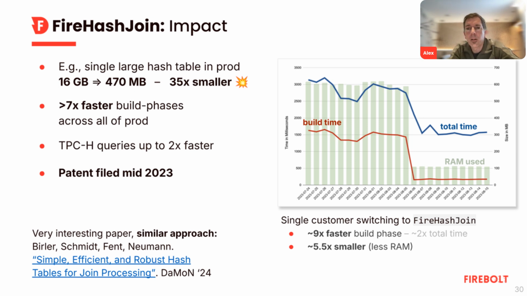In total, if we look across all queries in prod, essentially we get a nice factor of 7x speed up for the build phases. So not the entire queries, but the build phases got 7x faster across all queries on all customers in production. Then the TPCH dataset, query set benchmark, we ran that once more. And here end-to-end, so including everything, not just the build phases, this became 2x faster. And finally, this is not prod impact, but this is just a small detail. We also filed a patent for this in mid-23.